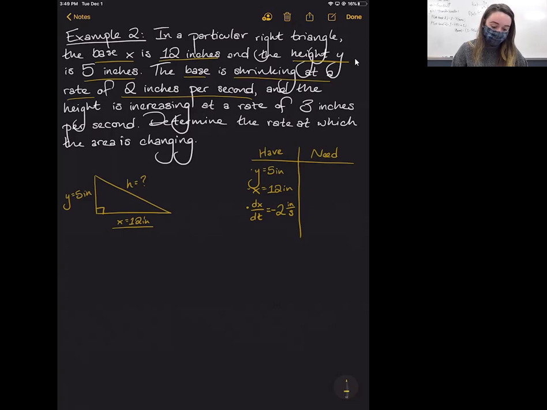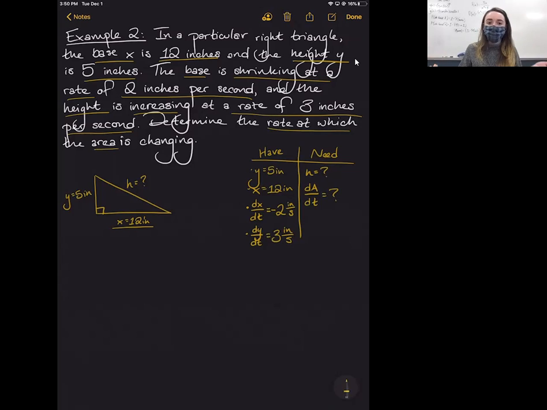Whereas the height is increasing at a rate of 3 inches per second. So the change in the height, dy dt, is positive 3 inches per second because it's getting longer. Now, like we said, we need to figure out the length of the hypotenuse, and we also need to determine the rate at which the area is changing. So the change in area over time, dA dt.